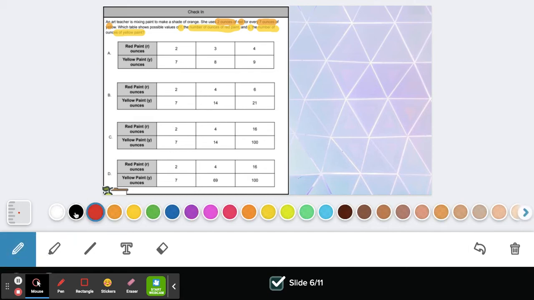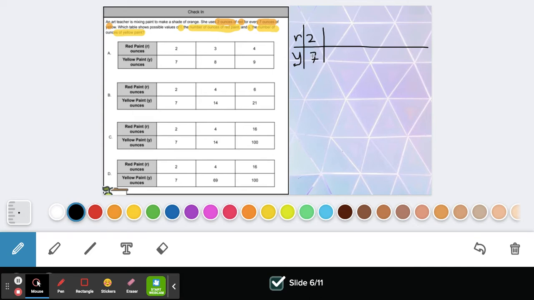So here, what we're going to do is create our table. This one's going to be my red, and this one's going to be my yellow. Again, my red comes up here first because I am talking about red first in the question, where it says which table shows the possible values and everything else. First came red, and then it was yellow. About the red, it says 2 ounces, so I'm going to write my 2 ounces. And for yellow, it said 7 ounces. So that's all the information we got from that.